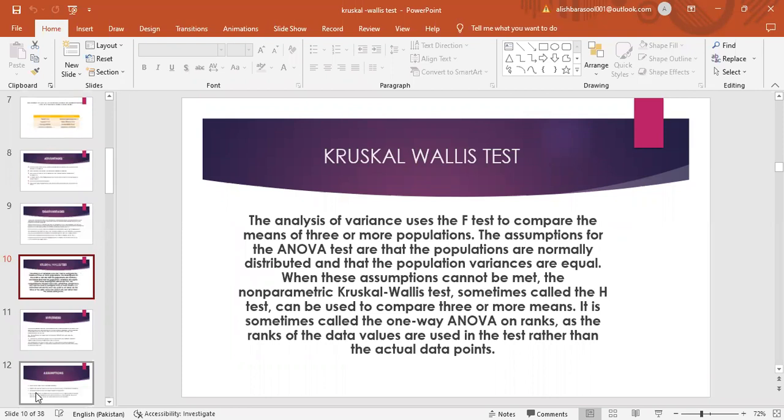Kruskal-Wallis test. The analysis of variance uses the F-test to compare the means of three or more populations. The assumptions for the ANOVA test are that the populations are normally distributed and the population variances are equal. When these assumptions cannot be met, the non-parametric Kruskal-Wallis test, sometimes called the H-test, can be used to compare three or more means. It is sometimes called the one-way ANOVA on ranks, as the ranks of the data values are used in the test rather than the actual data points.